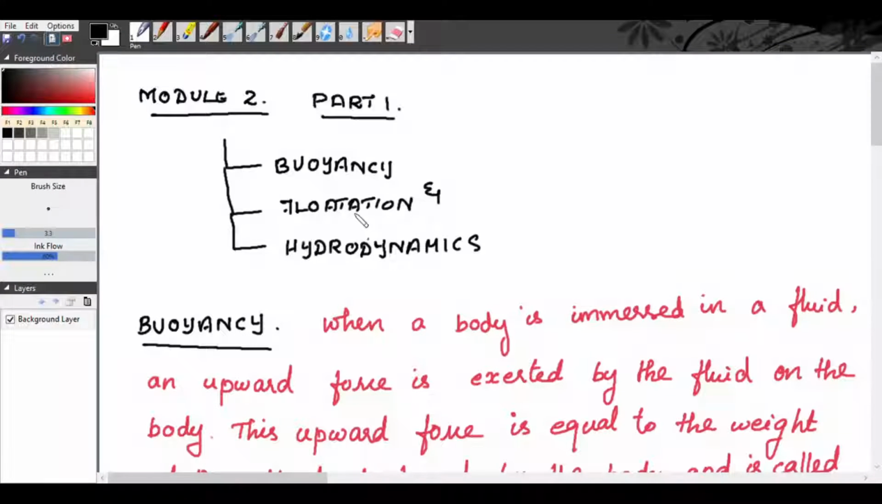Okay, so we have completed our first module. Our first module was about fluid properties, and we saw what is center of pressure, what is pressure, what is atmospheric pressure, what is vacuum pressure, what is total pressure. Then we saw the center of pressure and the difference of pressure. Then we saw the instruments used for measuring pressure, that is the manometers and piezometers.